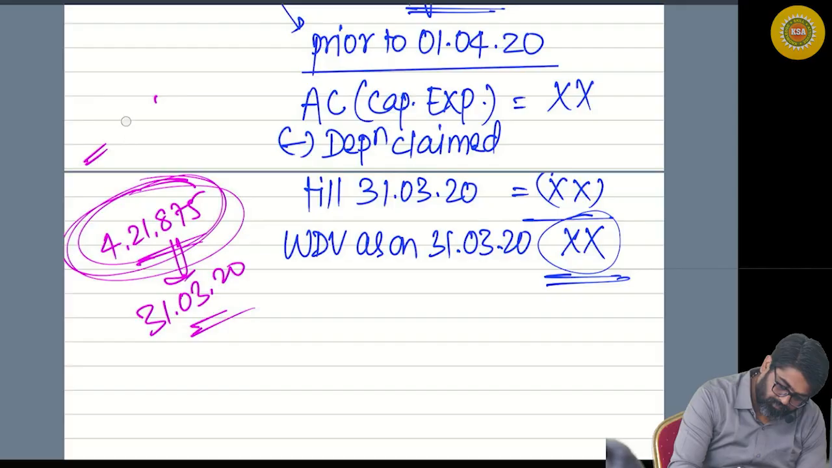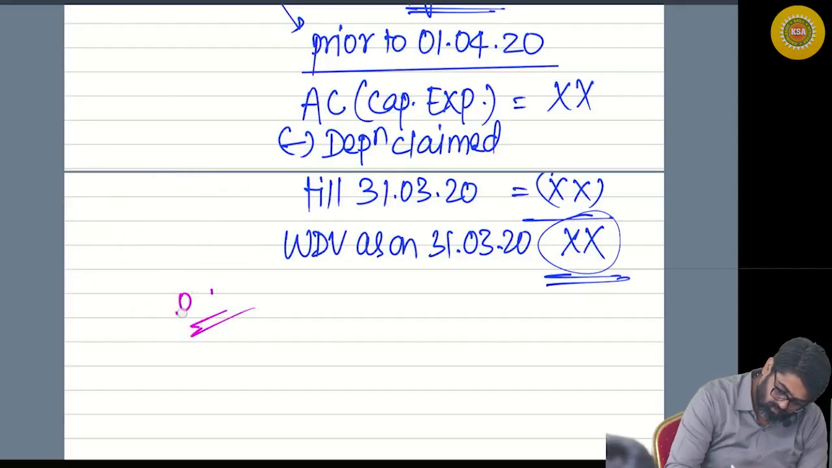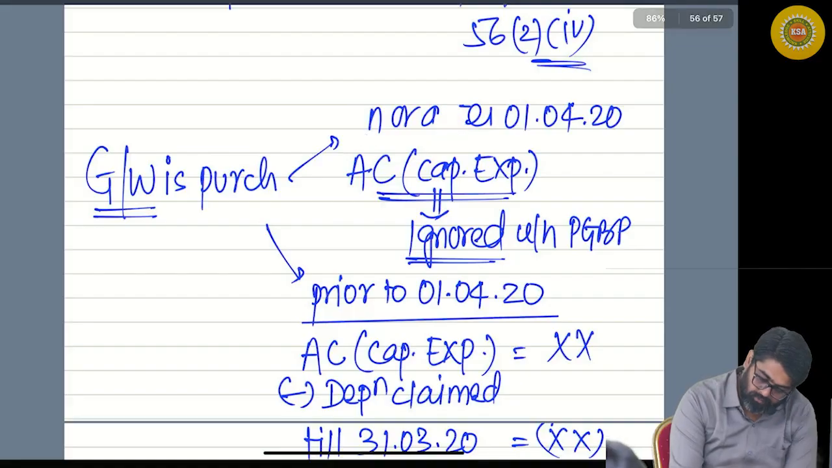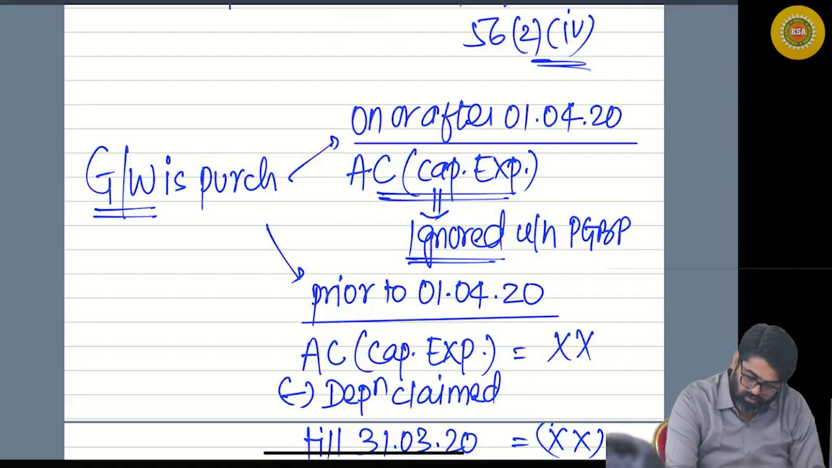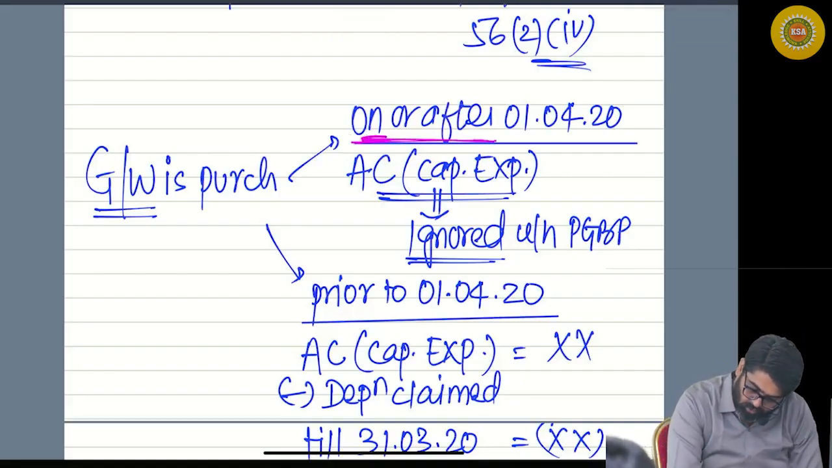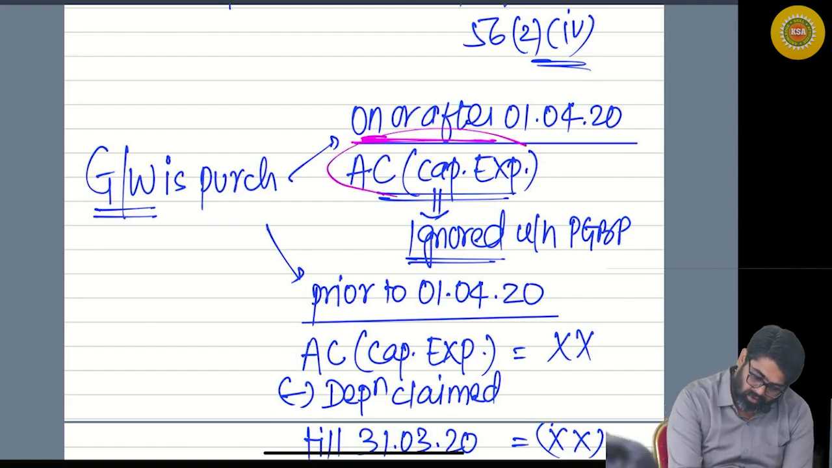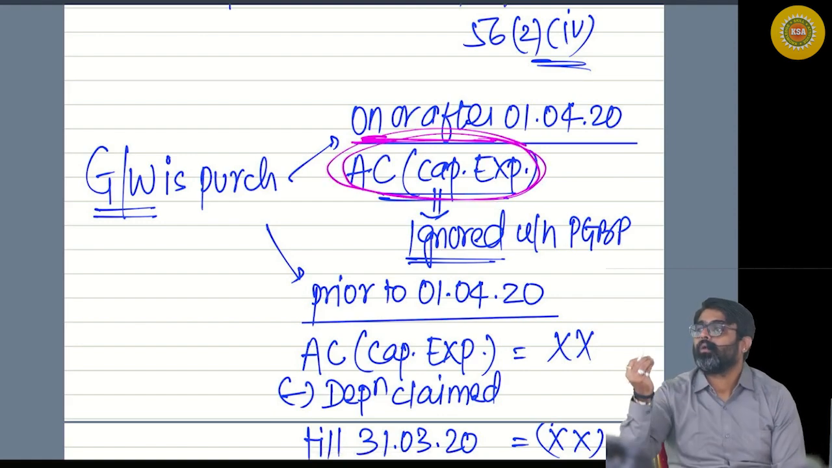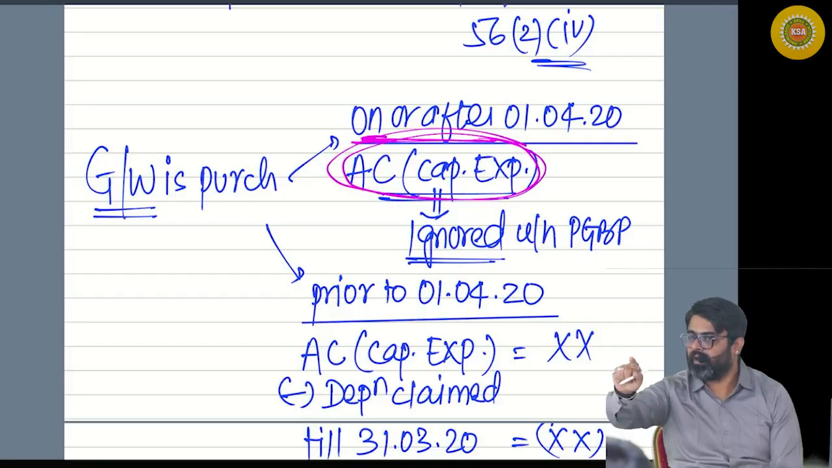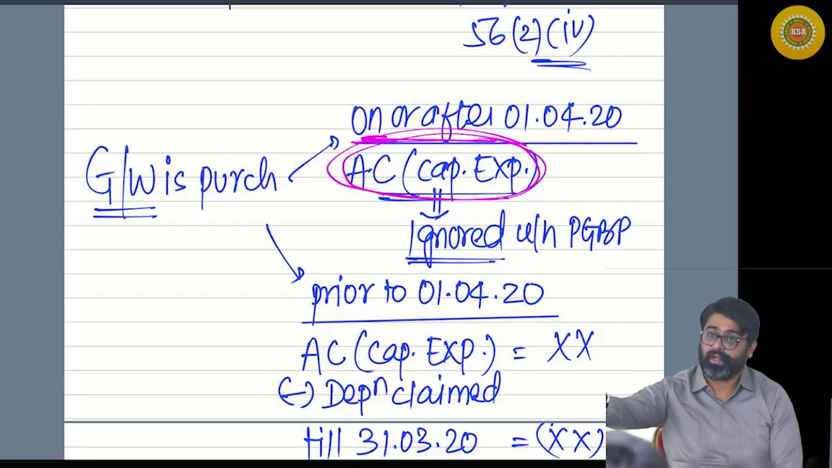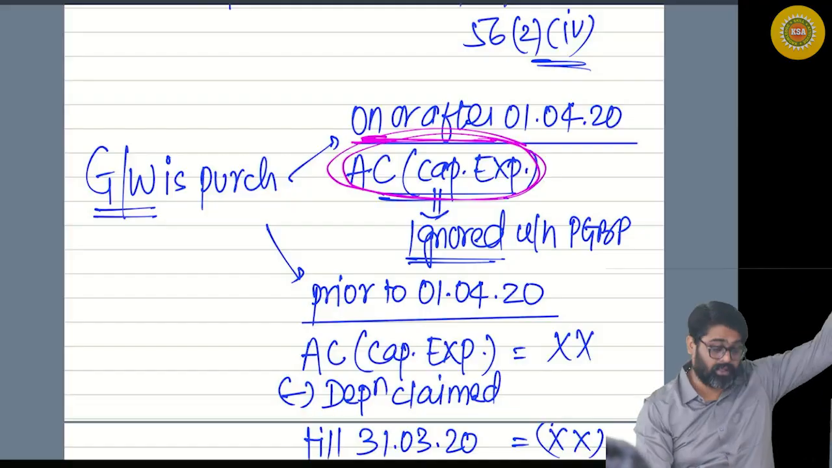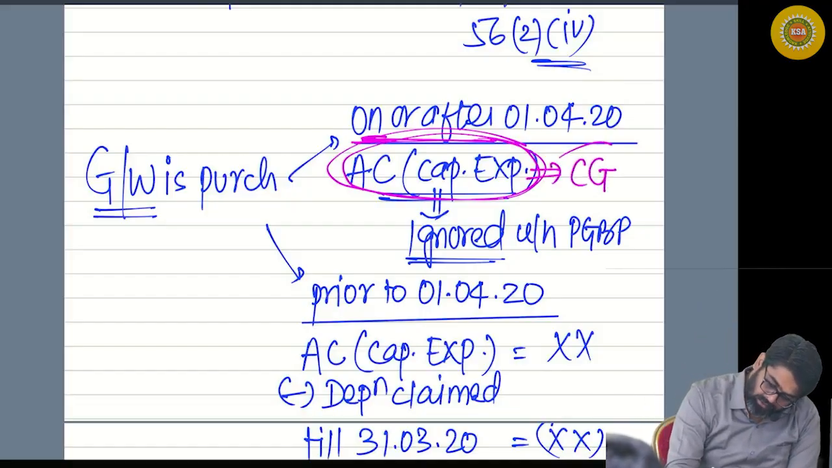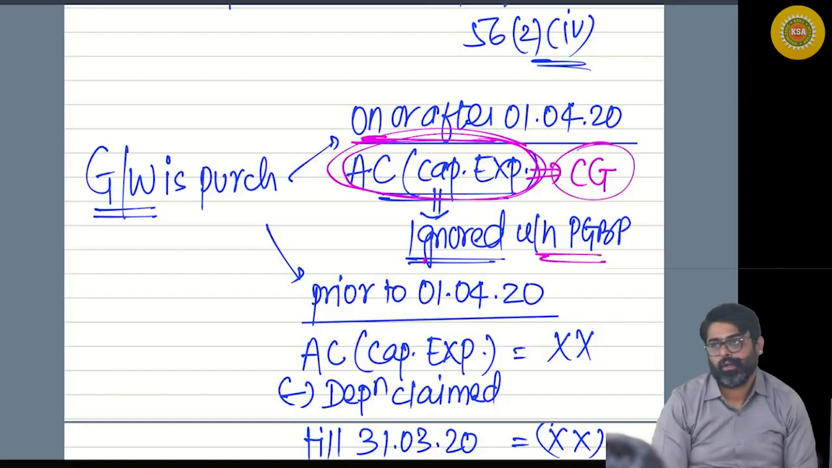If the goodwill was purchased on or after 1st April 2020, then whatever cost you have incurred on that goodwill, not a single rupee out of that will be allowed as depreciation. Forget about that entire cost. Take this entire cost under the head capital gain. This will be ignored while calculating your PGBP income.